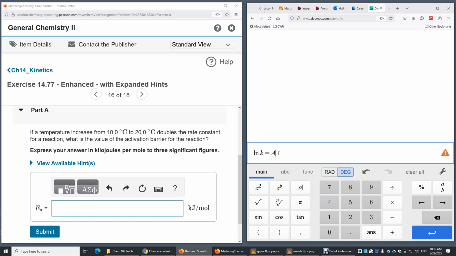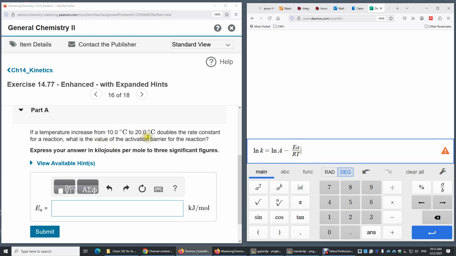The equation is this. Alright, this is the equation. K is A times this exponential function. If we take the natural logarithm, we'll get this, and we'll get minus, and I will copy this whole thing. Alright, so ln K is ln A minus Ea over RT.